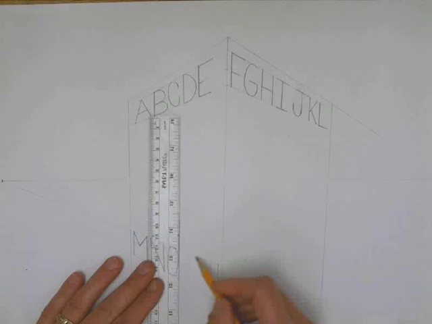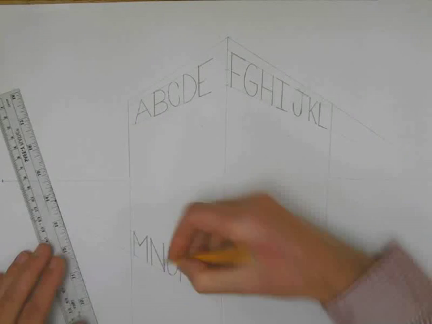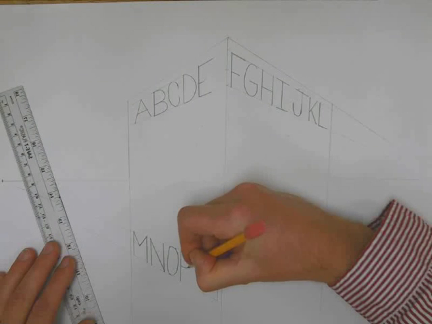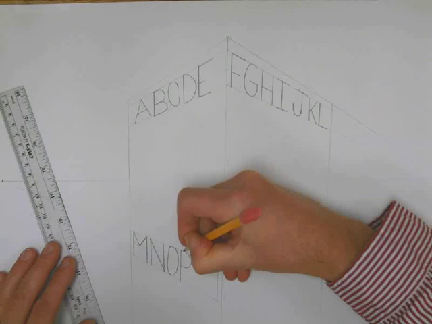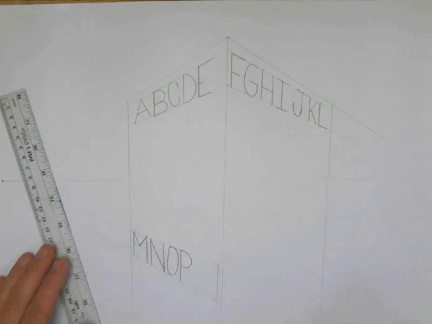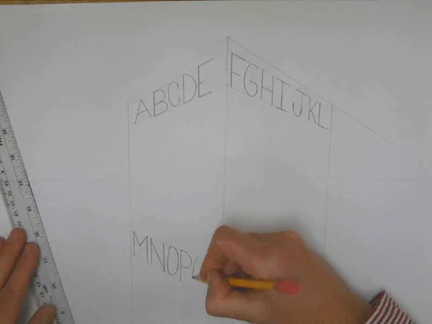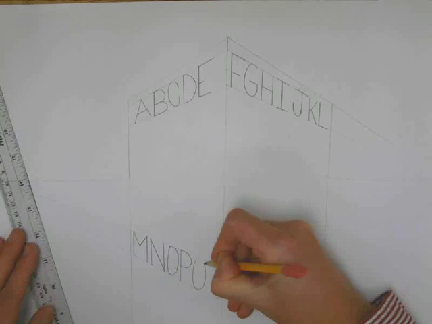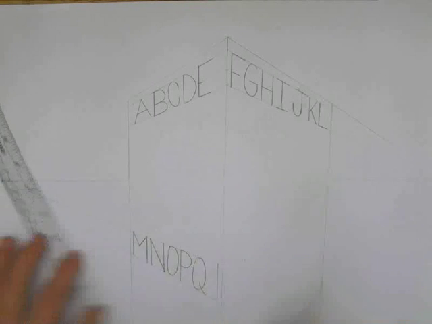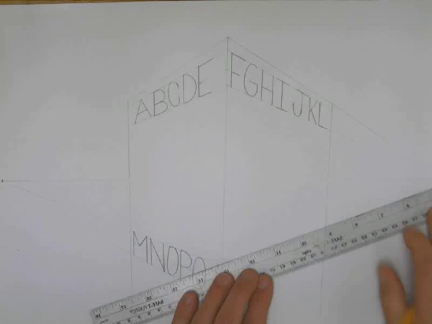P, start out with that vertical line, and you're going to want to do that freehand rounded part. Make sure you come down to the middle guideline. Q, same thing with an oval. All right. We'll go on the other side.